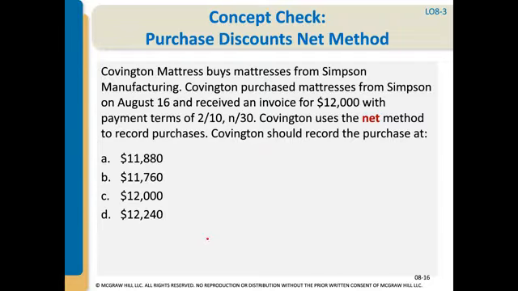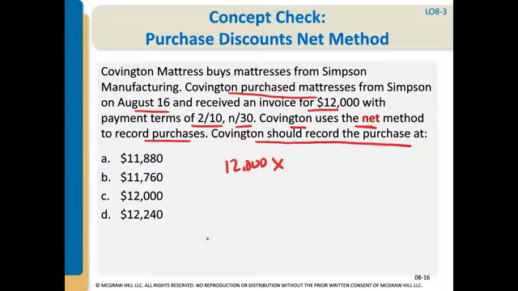So real quick, Covington Mattress buys mattresses from Simpson Manufacturing. Covington purchased mattresses on August 16th for $12,000 with payment terms of 2/10, n/30. Covington uses the net method to record purchases. So Covington should record the purchase at what amount? Well, they should do 12,000 times 98% because we assume that they're going to pay it early.